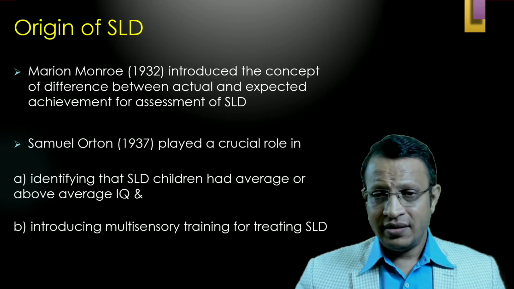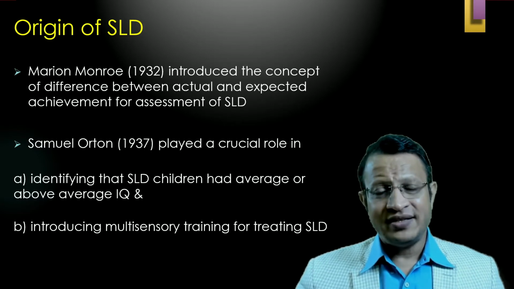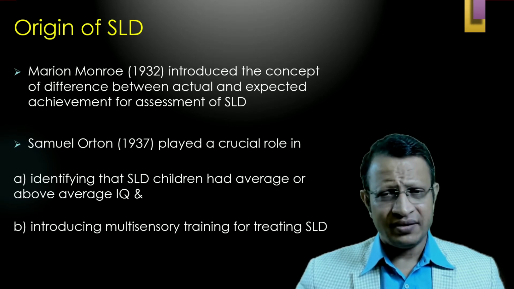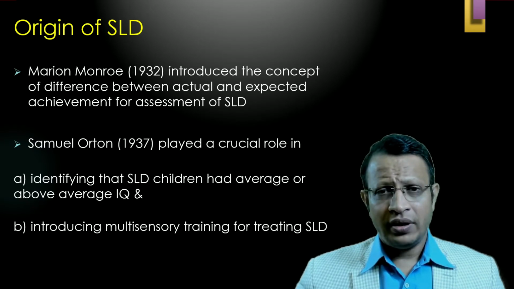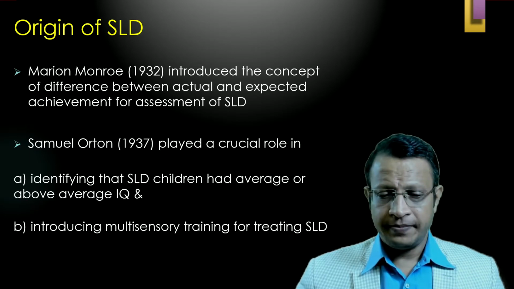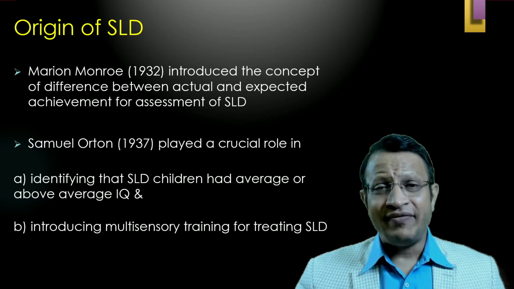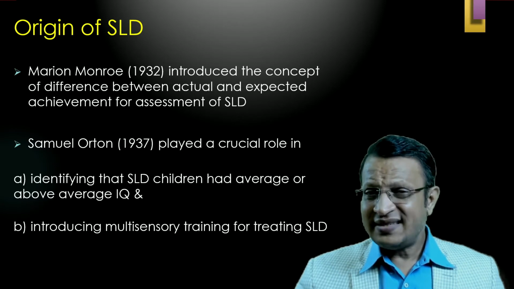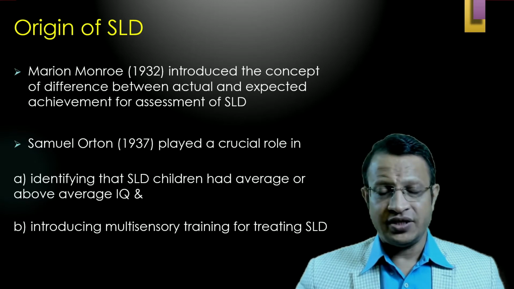That means the child's academic ability versus cognitive ability. If there is a difference, that means the child has SLD. Further, in 1937, Samuel played an important role in differentiating and introducing two concepts in SLD. He said, identifying that SLD children had average or above average IQ. That means he is the first person who said that SLD can be diagnosed only if the child has average IQ or above average IQ.